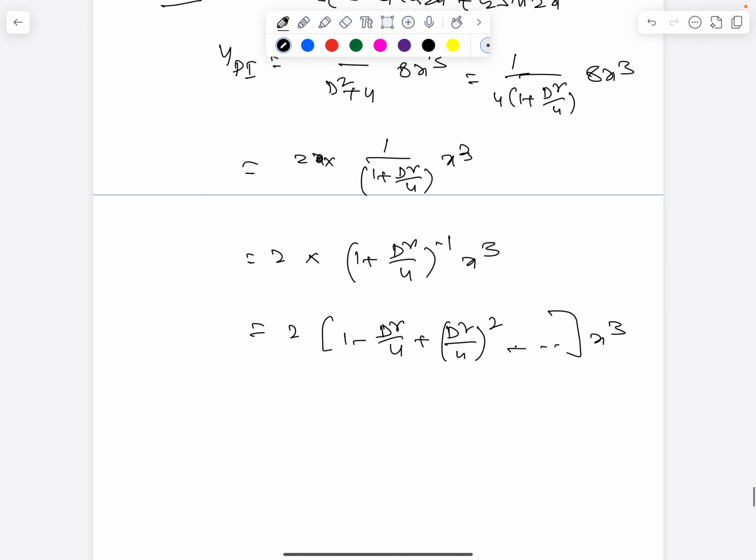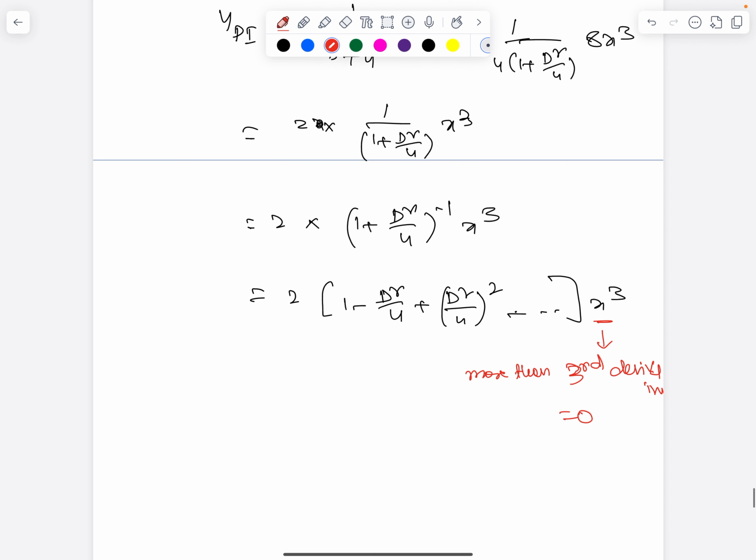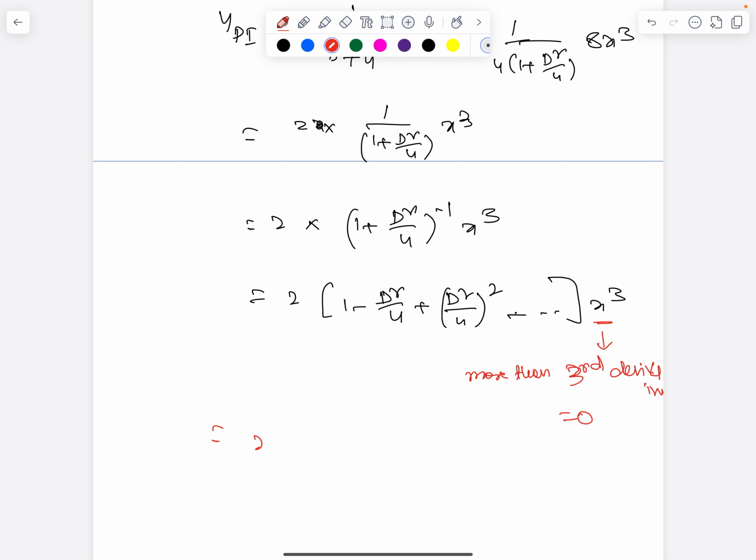So I can see that this is a polynomial of degree 3. More than the third derivative, it vanishes, it is 0. Therefore this is equal to 2 into x cube minus 1 by 4 into d square x cube plus 1 by 16 into d power 4 x cube and so on.